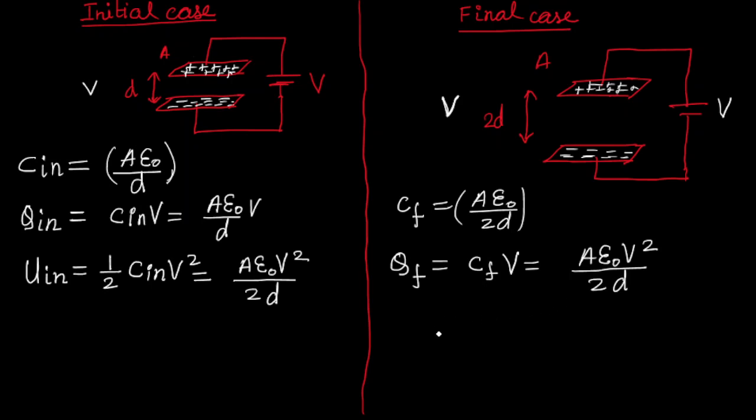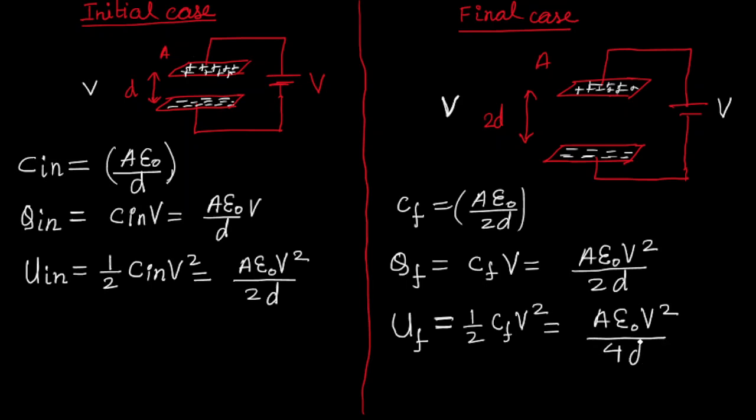This will be the final charge on the capacitor. And the final energy stored in the capacitor when the spacing between the plates is 2D will be half C final V square. If we put in the value of C final, we get A epsilon naught V square divided by 4D. So these are the main parameters that will change when the spacing between our two parallel plates increases from D to 2D.